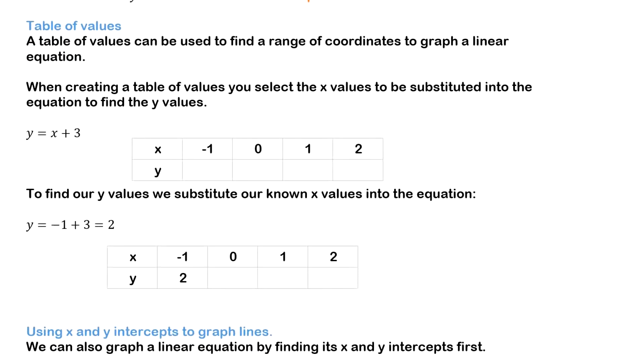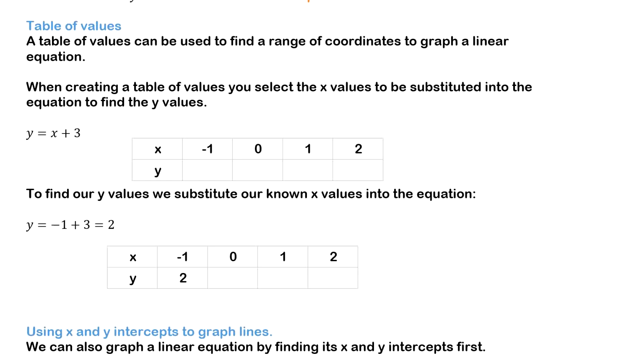A table of values can be used to find a range of coordinates, which we then use to graph a linear equation. When creating a table of values, you select the x values, you control them. These are then substituted into the equation to find the y values. Any number of x values can be used. In the example on the screen, you can see we have -1, 0, 1, 2.